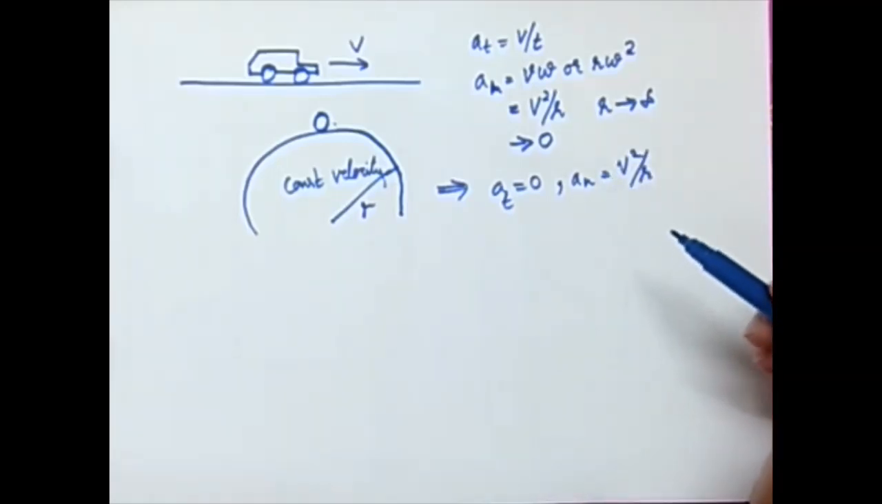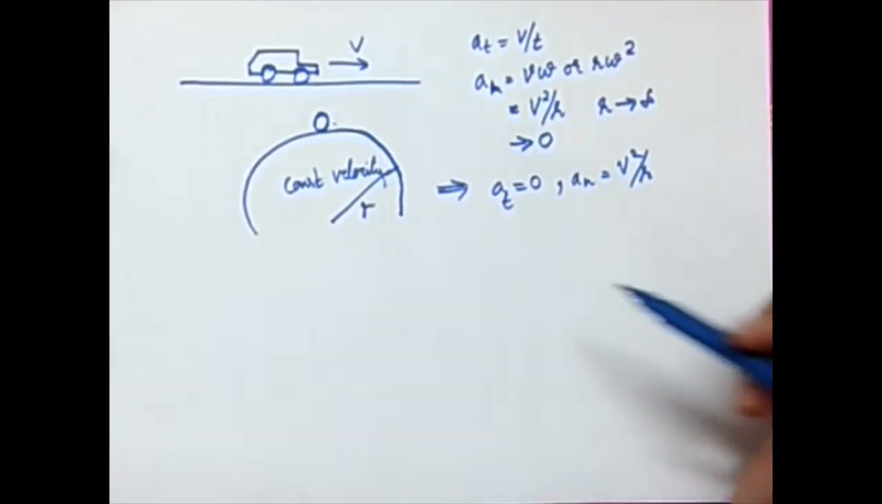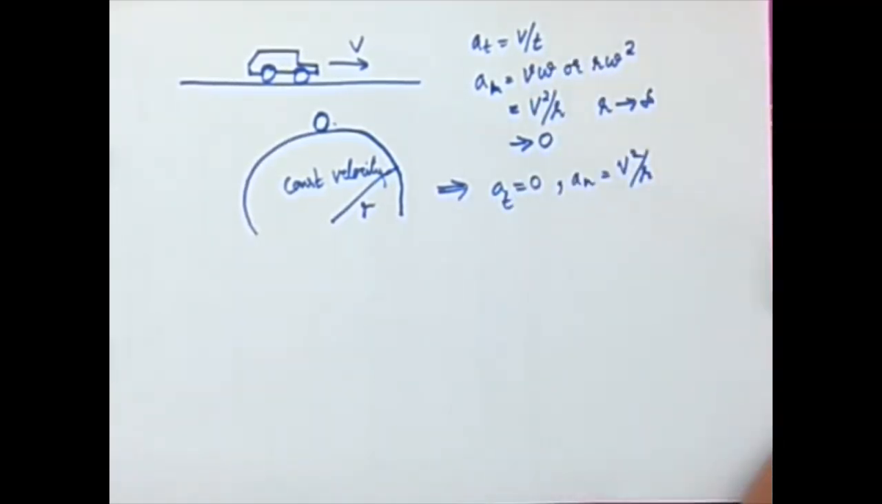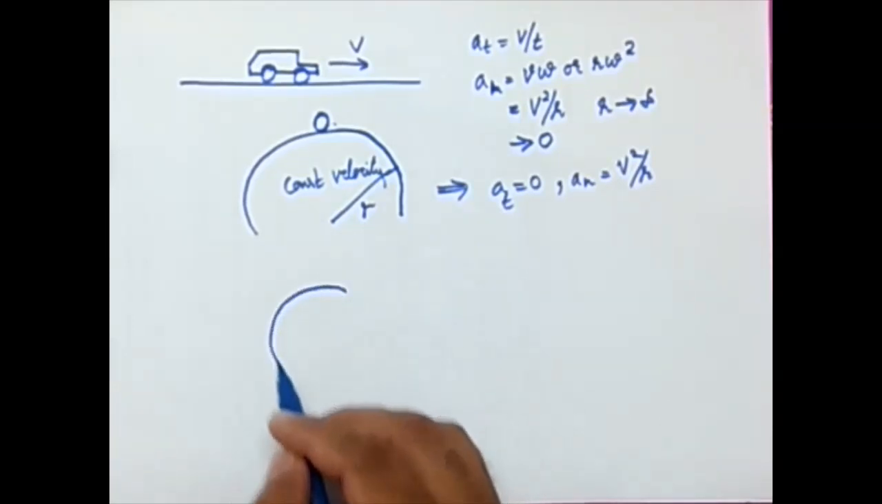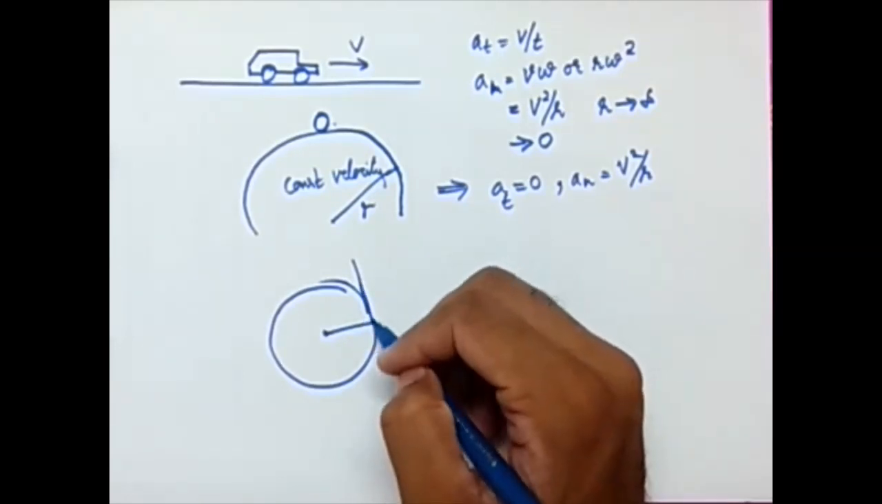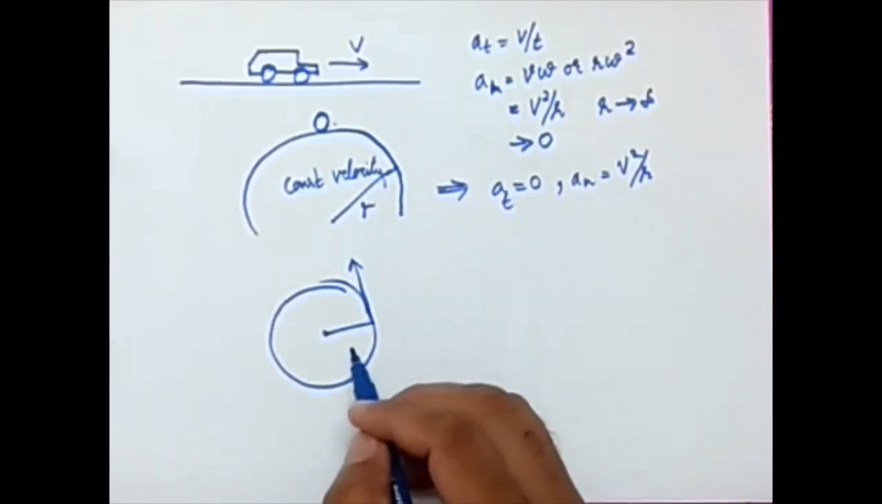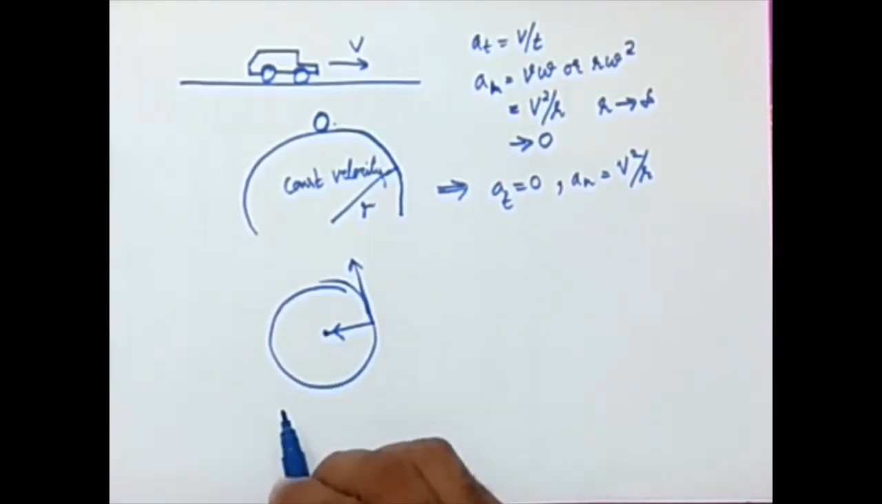So these are the main two things that you need to take care of. And there is one more thing you can assess by seeing this expression. What is the direction of the normal component of acceleration? We have seen that case earlier. The tangential component was like this. What about the normal component? The normal component was towards the center.